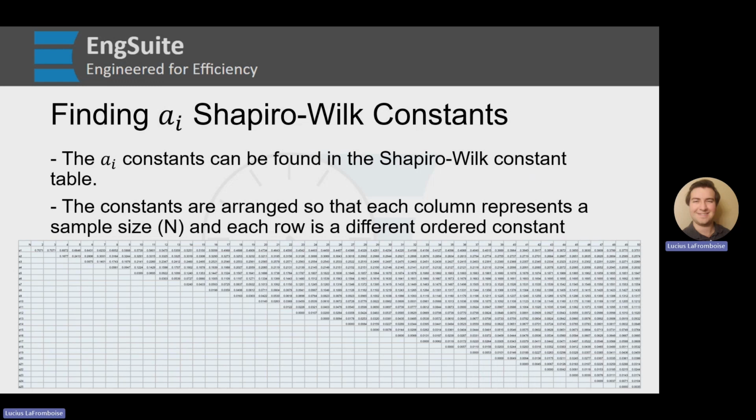The ai constant is found in this table, and the constants are arranged so that each column represents a sample size. Each of these columns is a different sample size of n. We have from 2 all the way up to 50, because remember, it stops at 50. Then you'll notice that each row is an a1, a2, a3, an ai constant. So let's do an example here to show how this works.